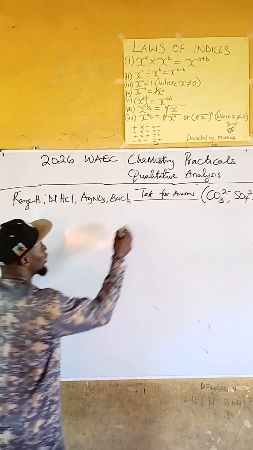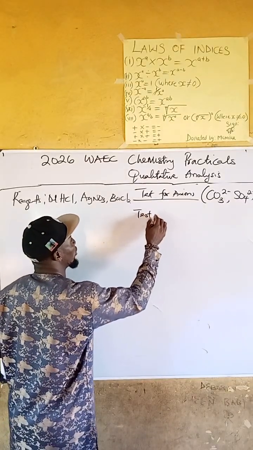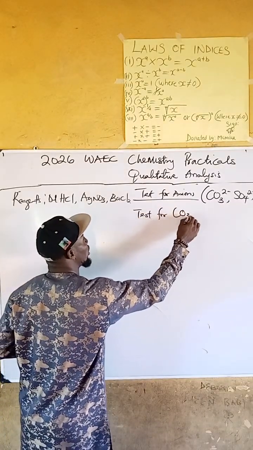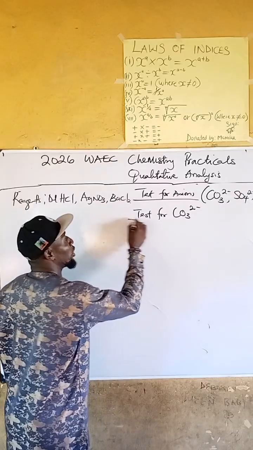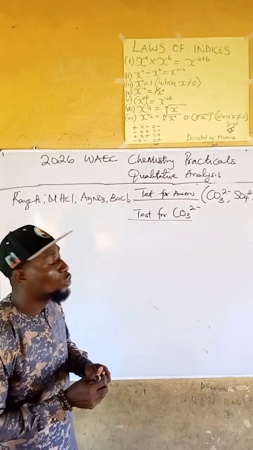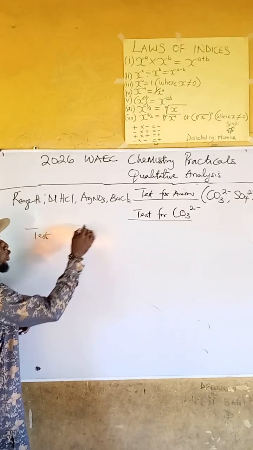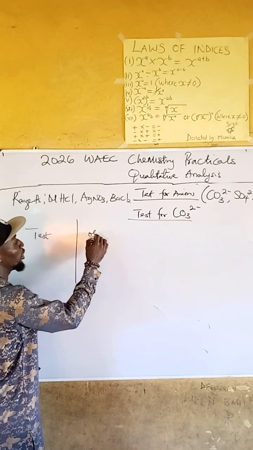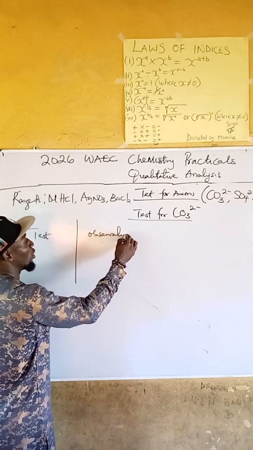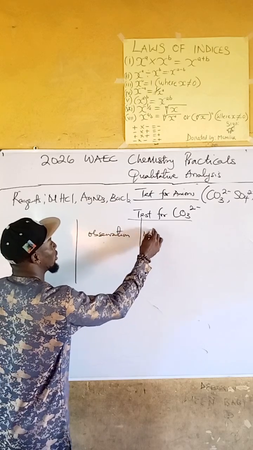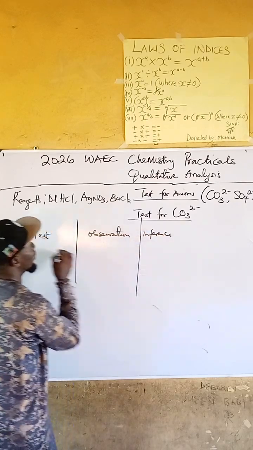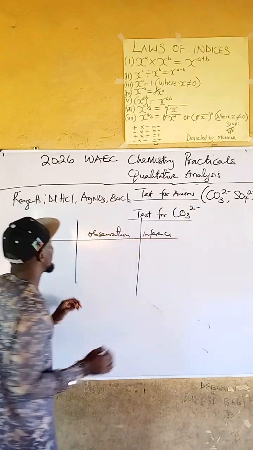Now, let's do the test for carbonate ion. Test for CO3 2-. This is carbonate ion. How do we test for carbonate ion? Now, this is how you do it. This is how your table will appear: test, observation, and your inference.